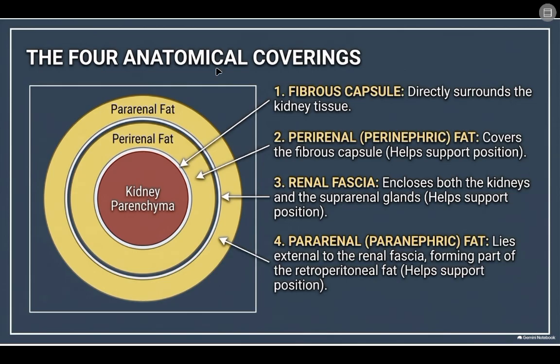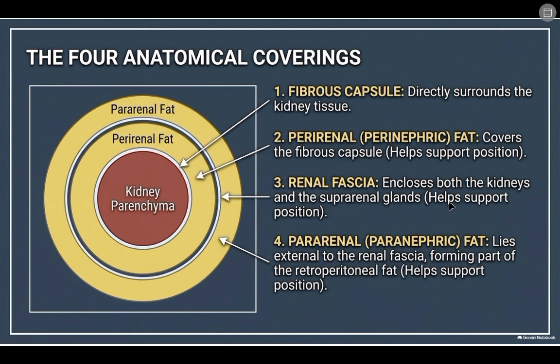So we have coverings of the kidney. We have 4 major coverings of the kidney, and the first one is the fibrous capsule. So what does the fibrous capsule do? It is the tissue surrounding the kidney. First, we have the fibrous capsule. The fibrous capsule surrounds the kidney. The second thing is the perirenal fat. The perirenal fat surrounds the fibrous capsule.